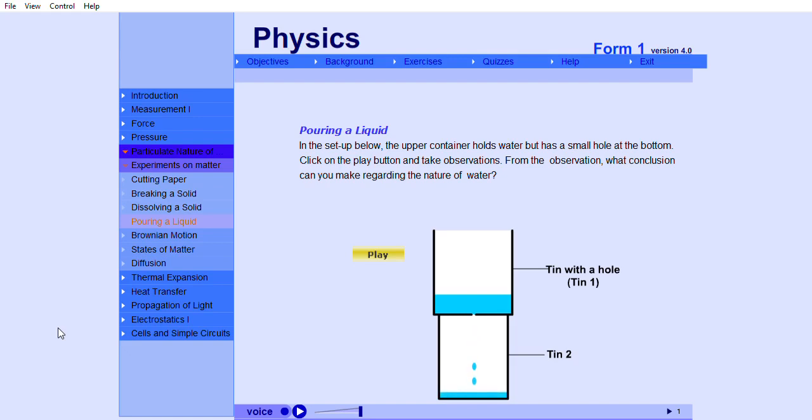All these experiments involving the cutting of paper, breaking of a solid, and leaking of water show that matter can be broken into smaller pieces. We conclude that matter consists of particles. This is the particulate nature of matter.